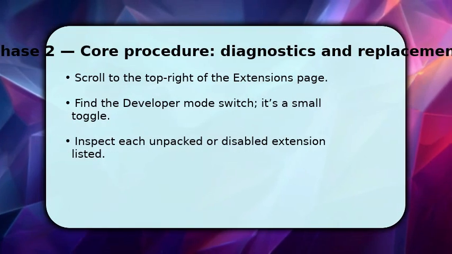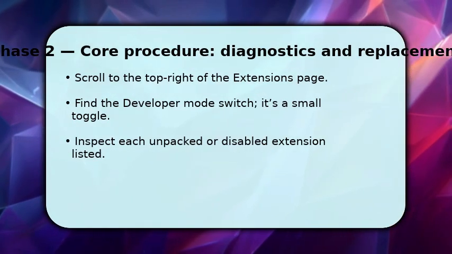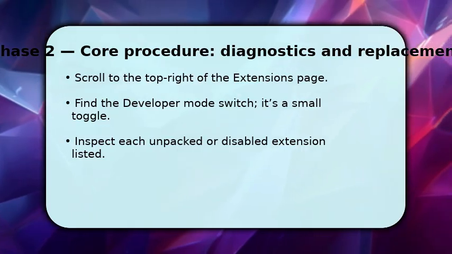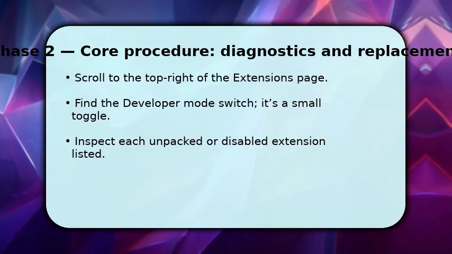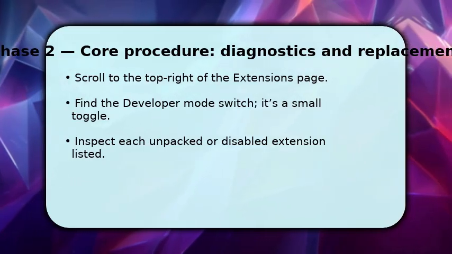Now, locate the Developer Mode toggle at the top right of the extensions page. You'll see a small switch labeled Developer Mode. Flip it off to stop loading unpacked extensions and to re-enable automatic updates.